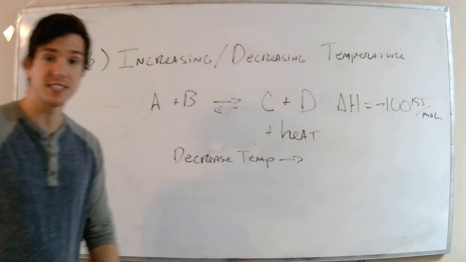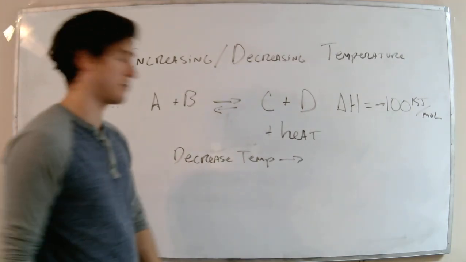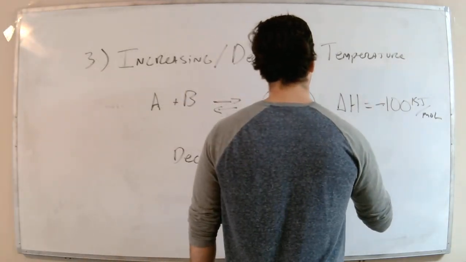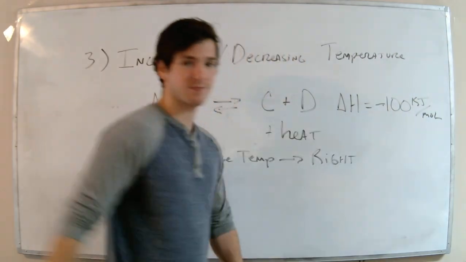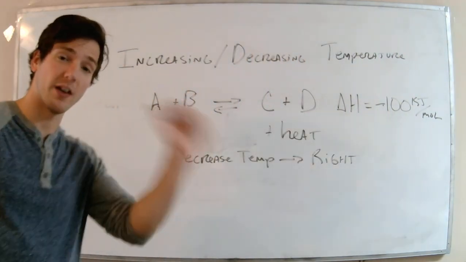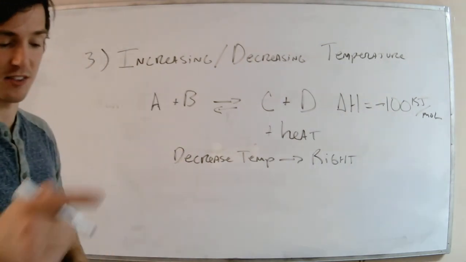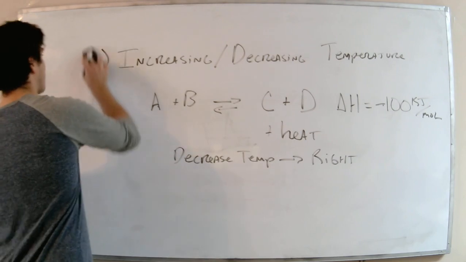Well, if I decrease the temperature, that would take away from my products. That means it would shift right. So that is temperature. So now we know what it'll do if we add products or reactants, change pressure, and change temperature. And there's only one more thing you gotta know.